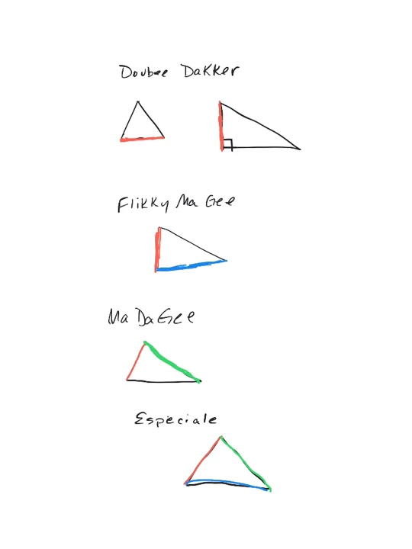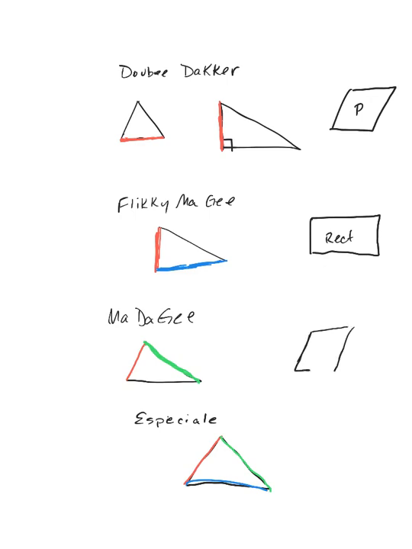Okay. Well, now just take this. Think of the Doubee Dakker as being a parallelogram. Okay? So here's a parallelogram. Then you have a rectangle. Then you have a rhombus. And then you have a square. So, what is this nonsense I speak of?